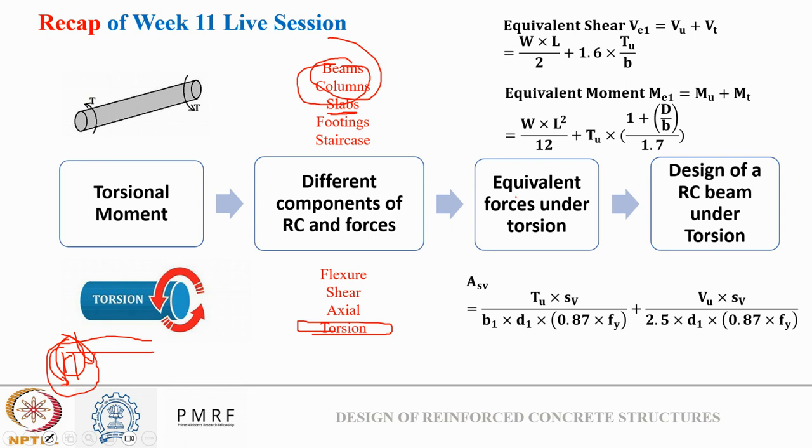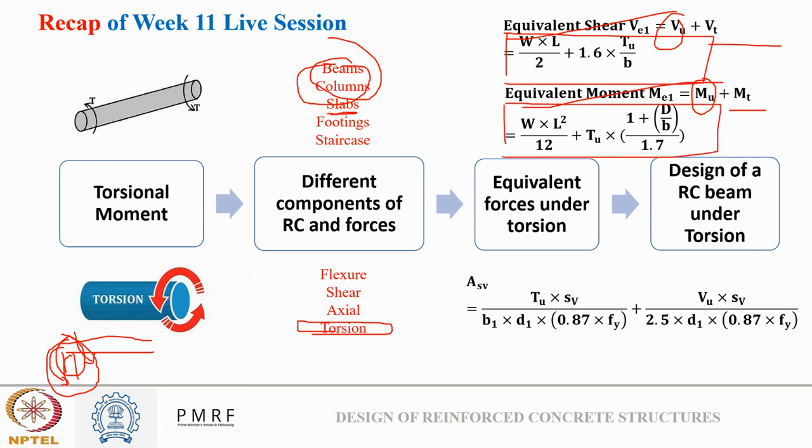Then we saw how torsional moment is taken into account. It is not a different kind of reinforcement that we provide. We just take torsion into account by defining equivalent shear and equivalent bending moment. Vu and Mu we calculate from the design load, and Vt and Mt are the additional shear and additional moment coming due to torsion. We defined the equations for how torsion is taken into account for both shear and bending, and how it also affects the transverse reinforcement that we provide. Finally, we saw the design of an RC beam under torsional moment.